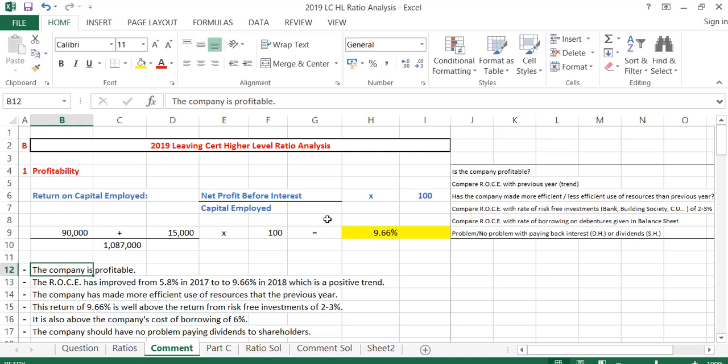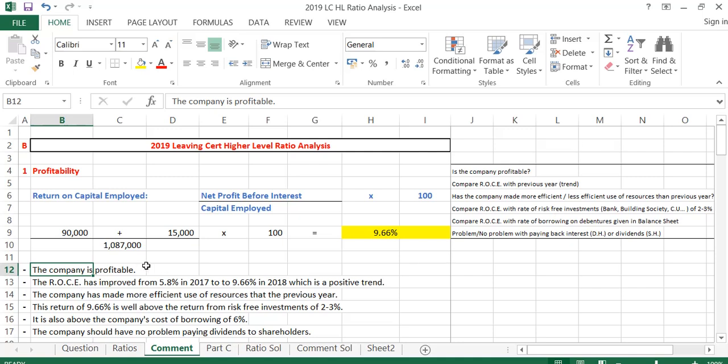Now when we do the profitability, we need to compare it to 3 things. Last year, to see is it gone up or down. We need to compare it to the return from risk-free investments such as banks, building societies and credit unions of around 2 to 3%, and we need to compare it to the percentage of borrowing on debentures. And again, these are just notes I use to guide me when I'm answering this question.